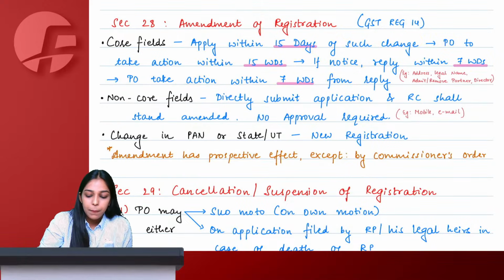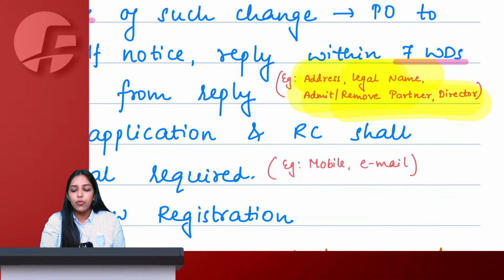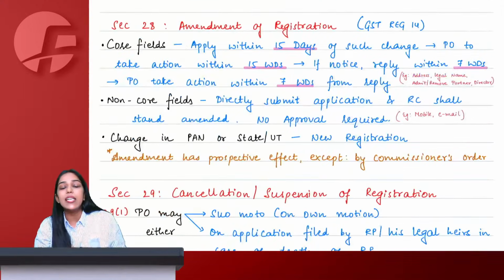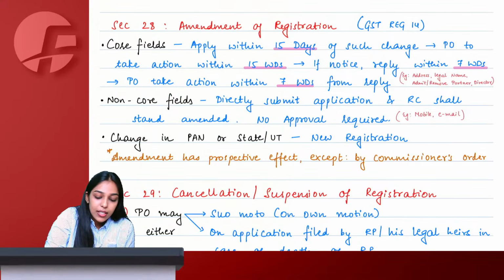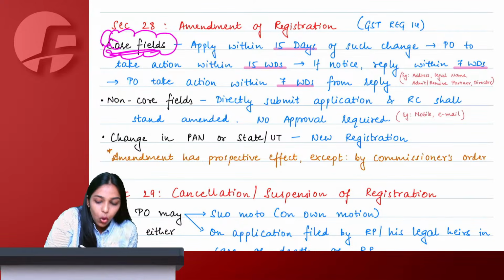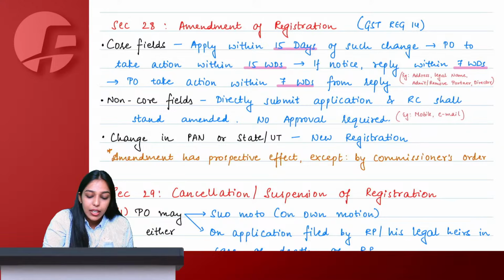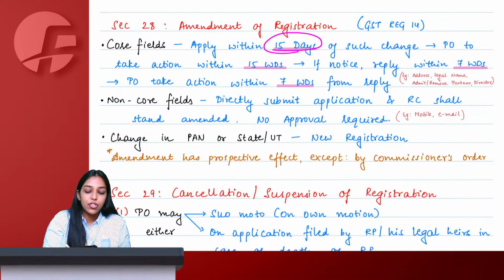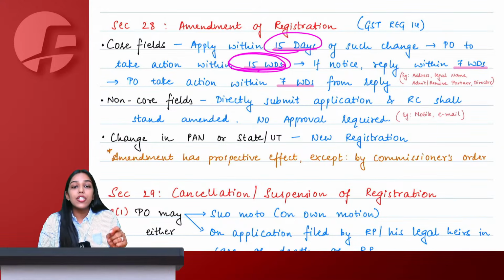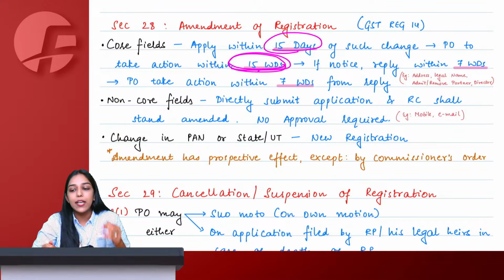So this is very simple. Anything like your legal name, your address, a partner being admitted or removed, your director changing, these are all changes in core fields. For any change in a core field, you have to apply within 15 days. Once you apply, the officer takes action within 15 working days. If the action is issuing you a notice, then you have to reply to the notice within 7 working days. Once you reply, the officer will again take action within 7 working days.